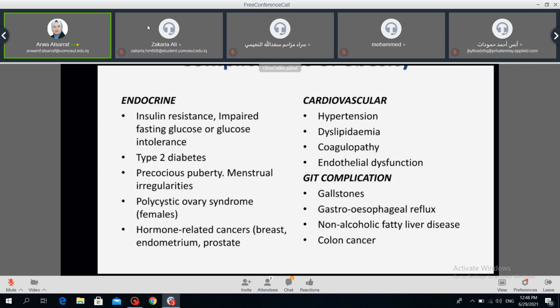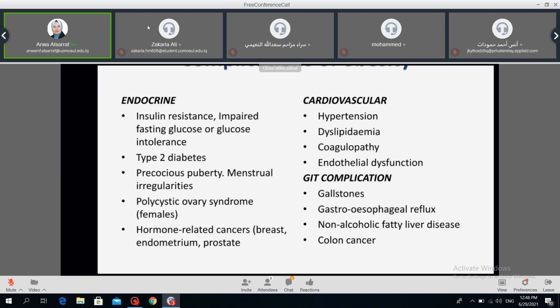Regarding respiratory complications of obesity, most of them have exercise intolerance and obstructive sleep apnea. As you know, obstructive sleep apnea is now also a leading cause of many diseases, including hypertension, pulmonary hypertension, and right-sided heart disease. Also, they are more prone to develop asthma.